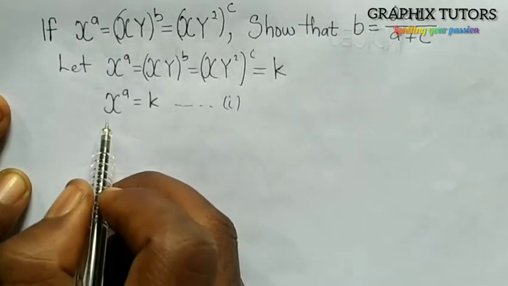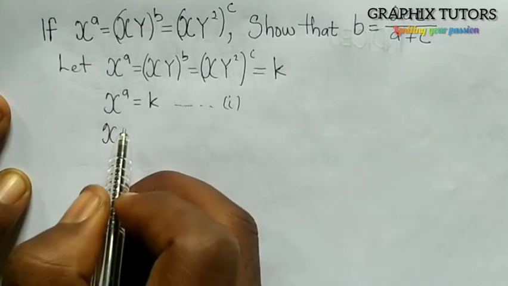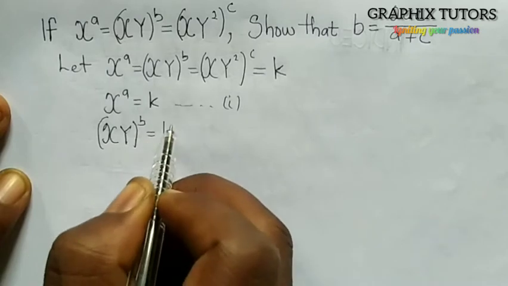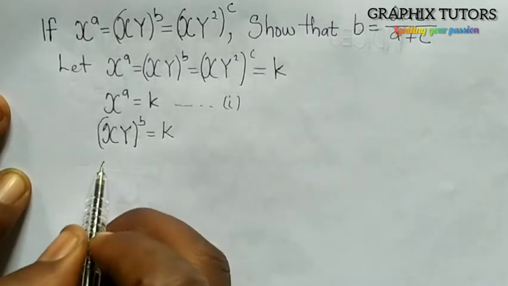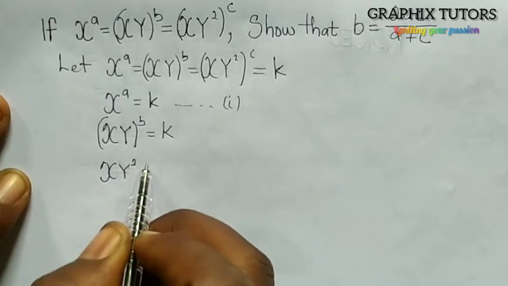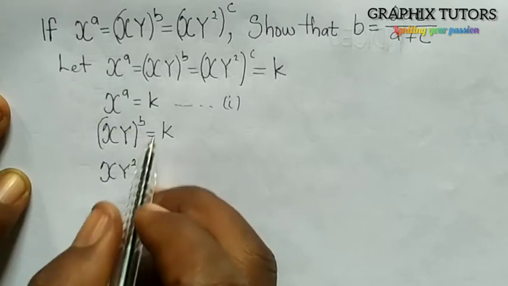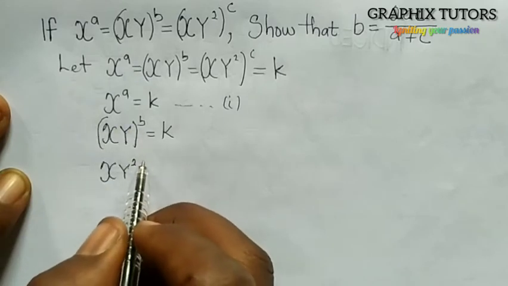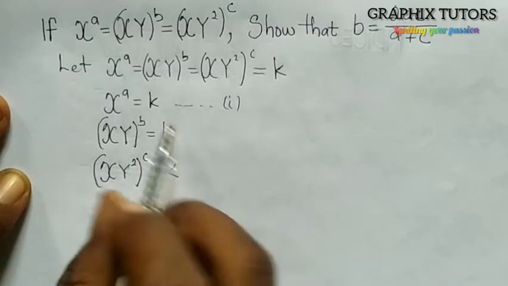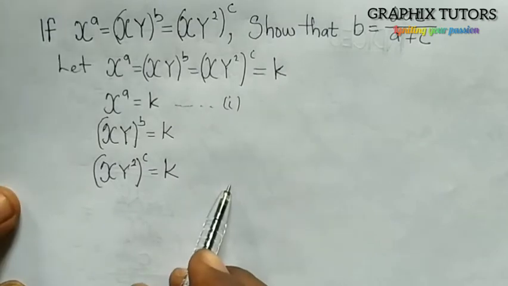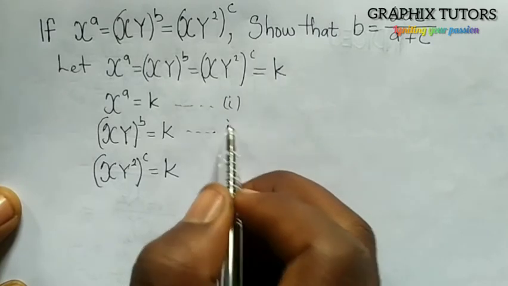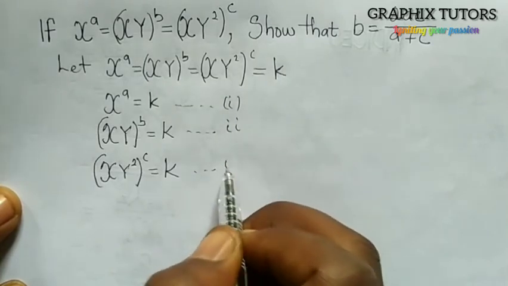It means that my xy to the power of b is equals to K. It means that my xy square to the power of c is equals to K. That is what this means here. Now, let me call this equation 2 and call here equation 3.